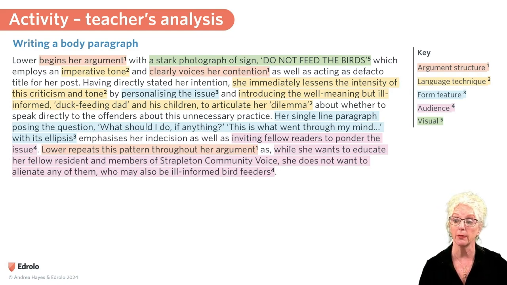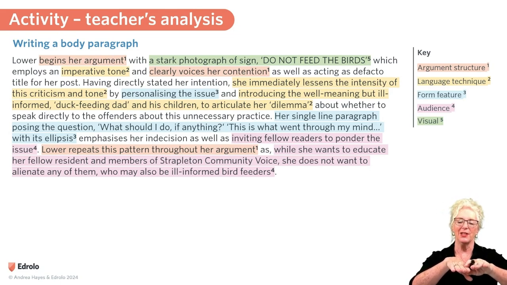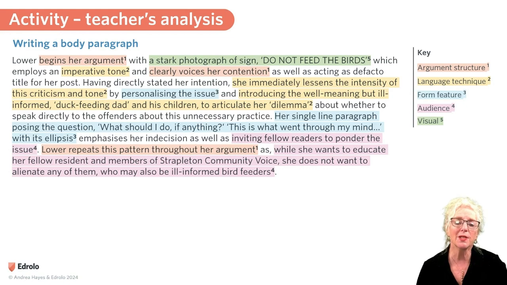And it was very strong at the beginning. Having directly stated her intention, she immediately lessens the intensity of this criticism and tone, which she does, by personalising the issue. So she then begins to talk about her experience and introducing the well-meaning but ill-informed duck-feeding dad and his children to articulate, trying to use more sophisticated verbs, her dilemma about whether to speak directly to the offenders about this unnecessary practice. So it's almost like she's using this example, but really is she talking about her fellow members?